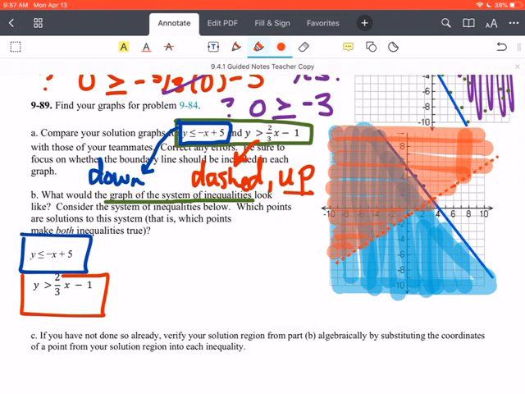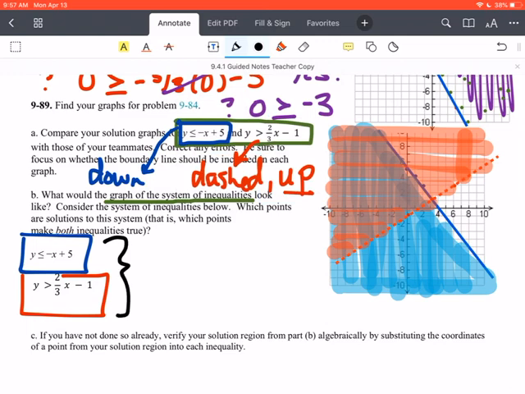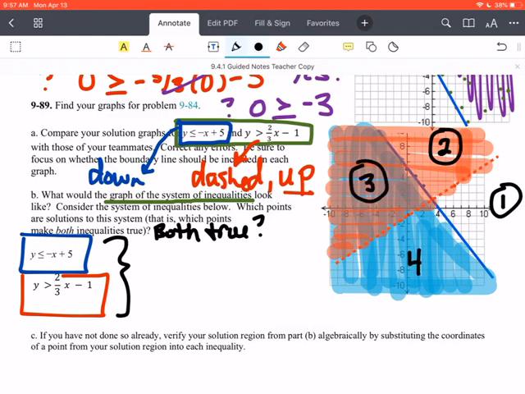Then I'm going to think about which points are the solution to the entire system, meaning which points will make both true. In this case, we need to look at how many regions we have. I'm going to number them off: region 1, region 2, region 3, and region 4. When I have two intersecting lines, we create 4 regions out of those boundaries.